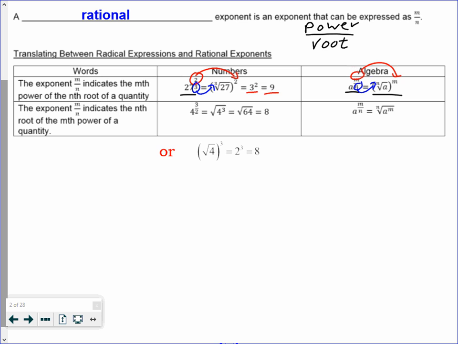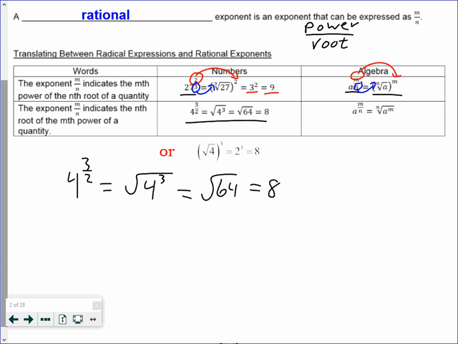In the second row, what it says is that the exponent m over n indicates the nth root of the mth power of a quantity. So really the difference between these two rows is just that it's trying to show you that it doesn't matter if you put your exponent, or your power, inside the radical or outside of it. So we see here, we have 4 to 3 over 2. That equals the square root of 4 cubed, which equals the square root of 64, which is 8. So in this case, we have our exponent underneath the radical.